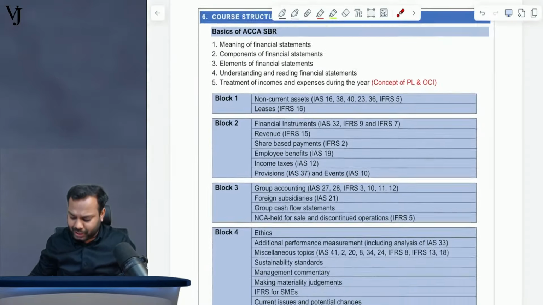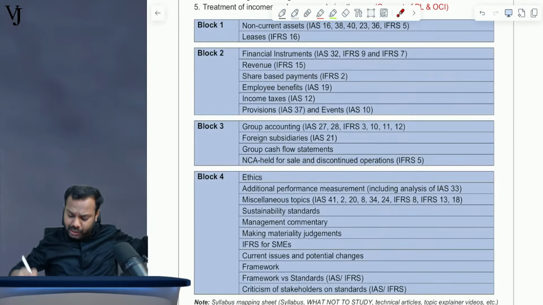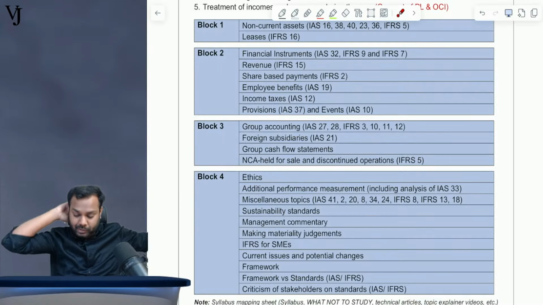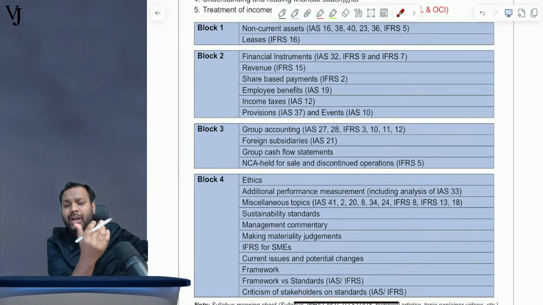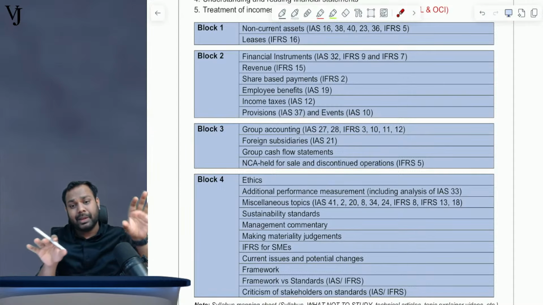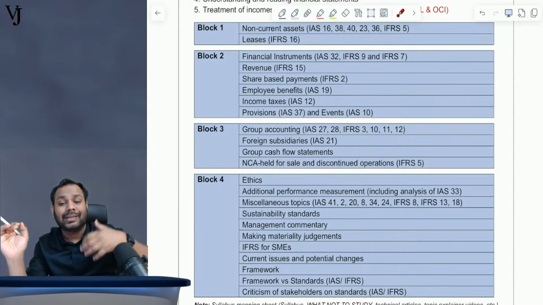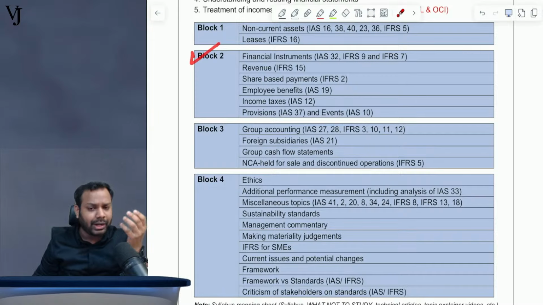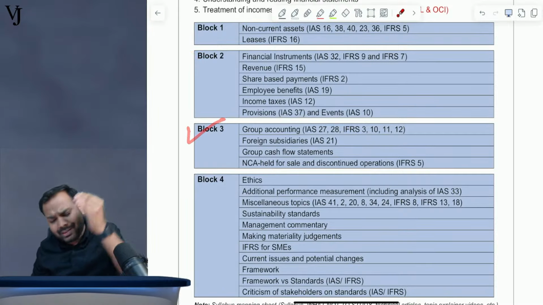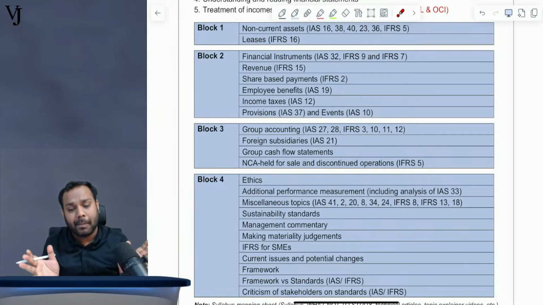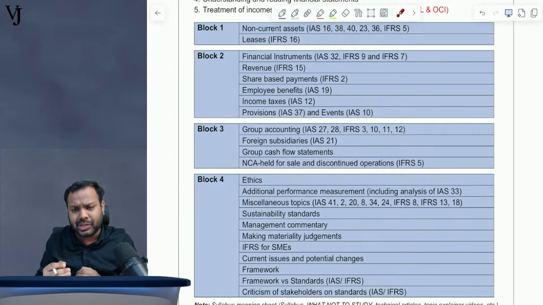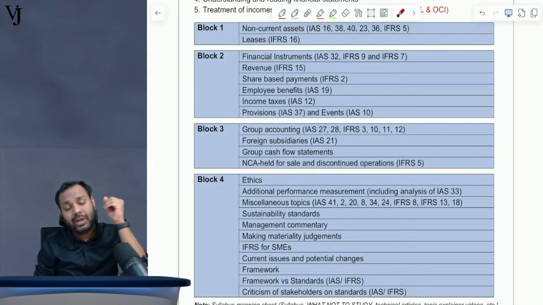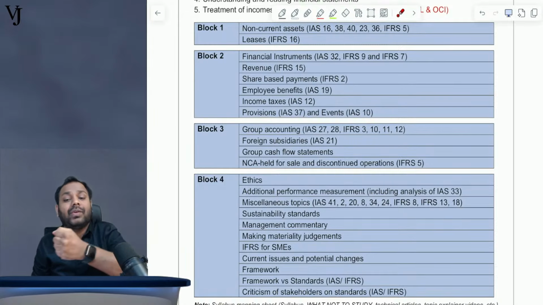Now, I have divided the entire syllabus into 4 blocks. Why blocks? Because the SBR syllabus is very vast. If we break the syllabus into blocks, it gives us a sense of achievement. Block 1 done, let's have a mock test. Block 2 done, let's have a mock test. Block 3 done, let's have a mock test. Block 4 done, let's have a mock test again. At regular intervals we'll keep having mock tests so that we are studying properly, revising things properly, and staying in line with the exam pattern.